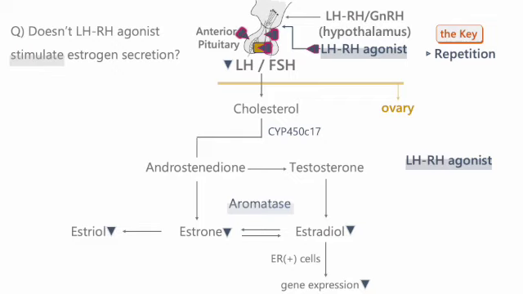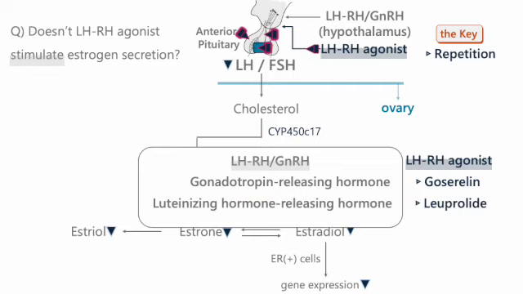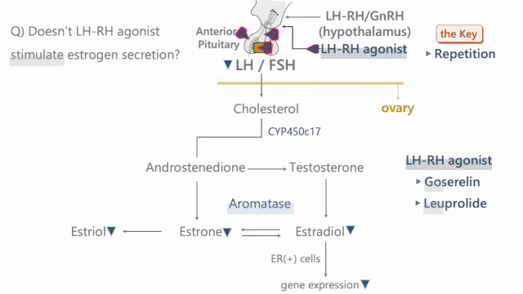LHRH agonists are a well-established treatment for sex steroid-dependent cancers such as breast cancer and prostatic cancer. Commonly used medications include goserelin and leuprolide. LHRH stands for gonadotropin-releasing hormone or luteinizing hormone-releasing hormone. So, you can remember the names of medications by their initials. Question. What patients are eligible for LHRH agonist therapy? LHRH agonist therapy is indicated for premenopausal breast cancer patients.